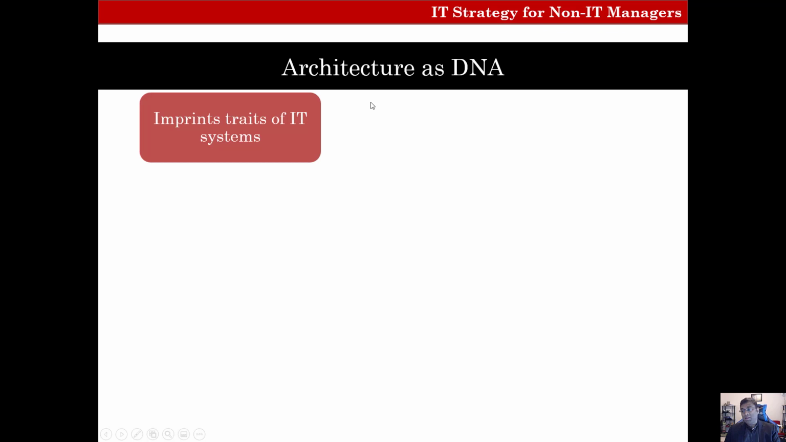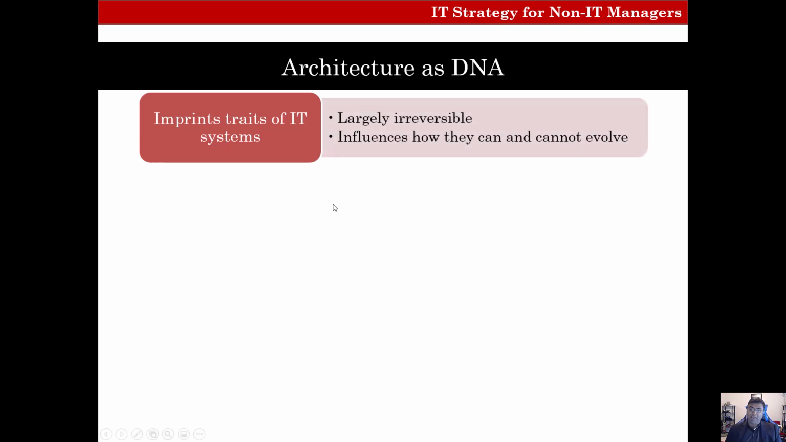So we can look at architecture as the DNA. When we use this word architecture as a DNA, what we are really saying is that it's not easy to change once you build that IT architecture in. When you figure out your IT architecture, it essentially establishes certain traits in IT systems which are largely irreversible, or they can be reversed, but the costs can be really prohibitive, and it influences how they can and cannot evolve.